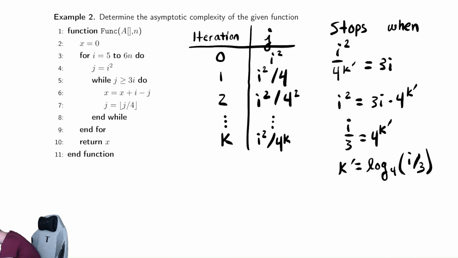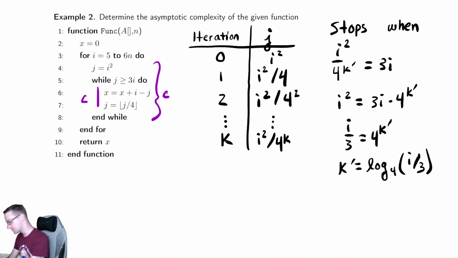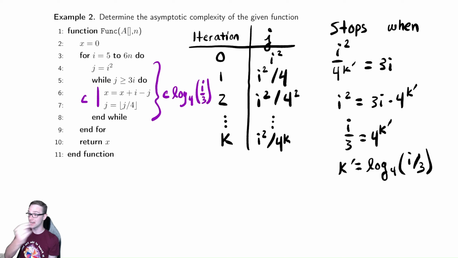So the cost of the while loop, and I'm going to lump in that j equals I squared, which is a constant amount of time that won't affect anything, is the cost of the body, constant time, times the number of iterations. So times that k prime value, which was how many times the while loop ran. So c times log base 4 of I divided by 3 is the running time of the code I bracketed in, lines 4 through 8, the body of the for loop.